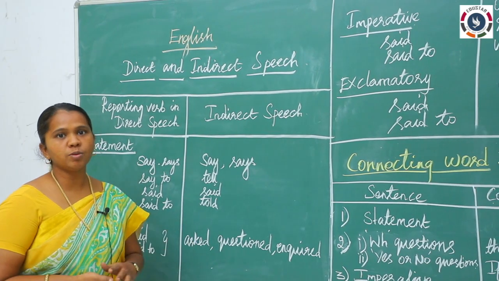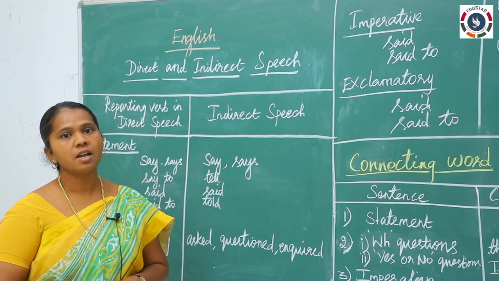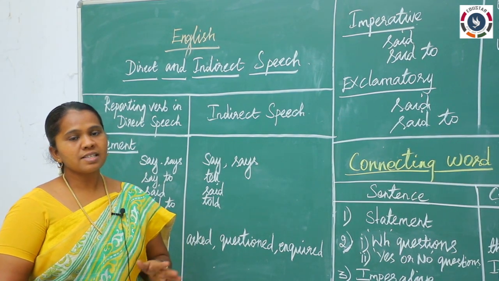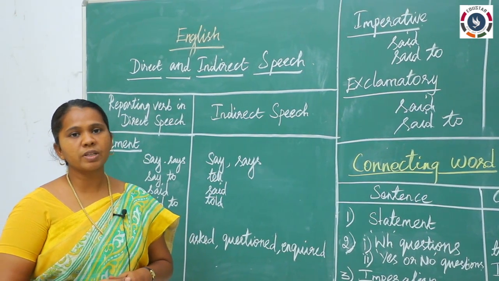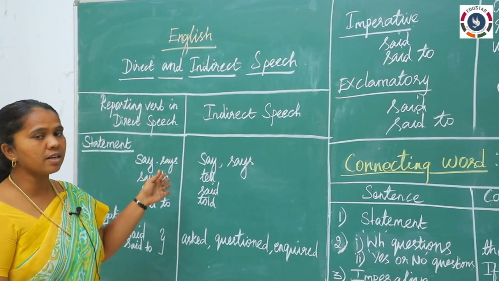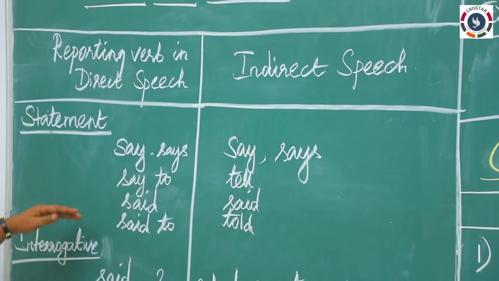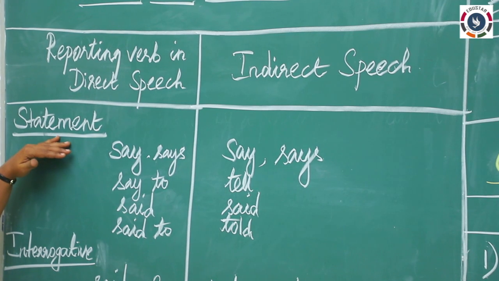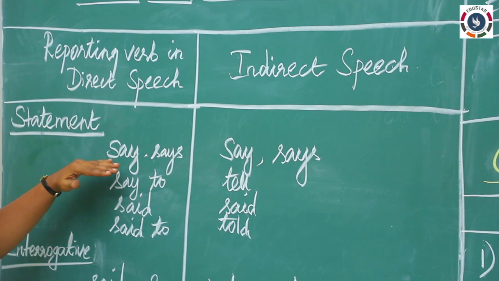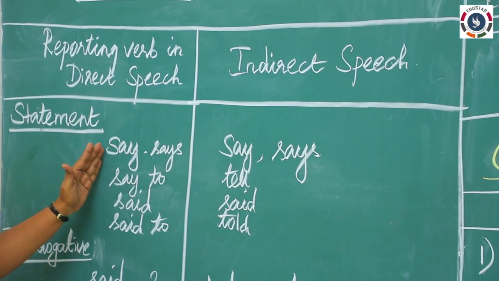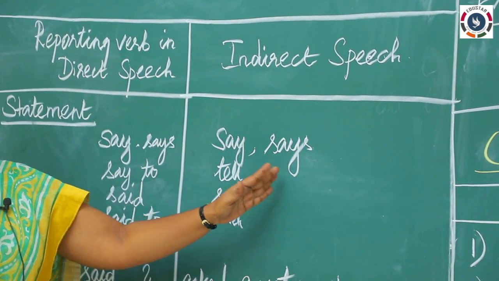Okay, now we learnt about the rules, how to convert direct speech sentences into indirect speech sentences. In that rules, as a second point, I told you something, the reporting verb must be changed according to the sentence. So now let us see the reporting verbs, how should we change that into indirect. So sentences are of 4 types. So first is statement. If it is a statement and if your reporting verb in direct speech is say or says, it will be changed as it is, say or says.